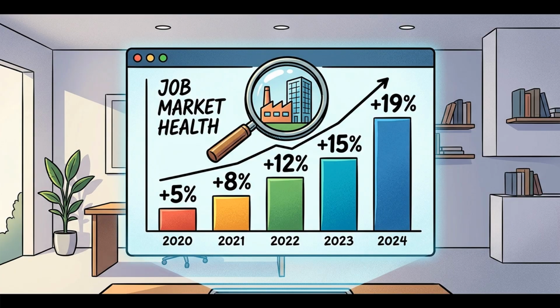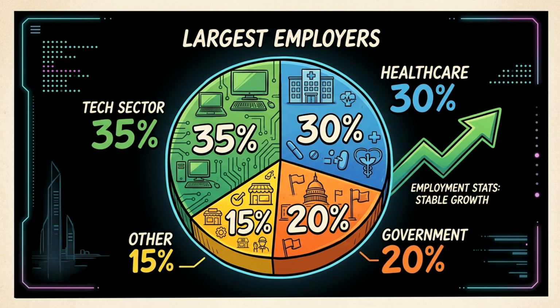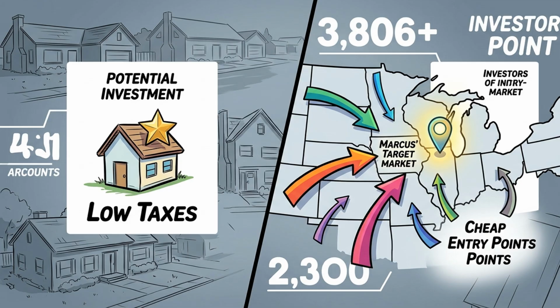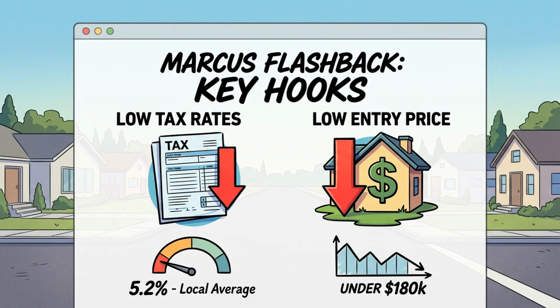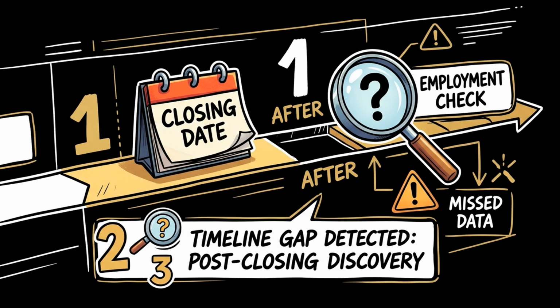The first step to analyzing a market is understanding the job market's health. If you are looking at a town, you need to know who the largest employers are and if they are planning to stay. A few years ago, I had a student named Marcus who was eyeing a quiet suburb in the Midwest because the home prices looked like a steal. He saw low taxes and cheap entry points. He did not check the major employers until after he closed on the house.